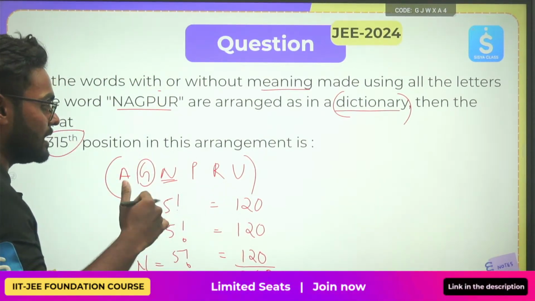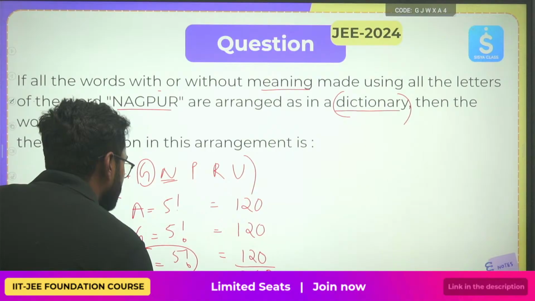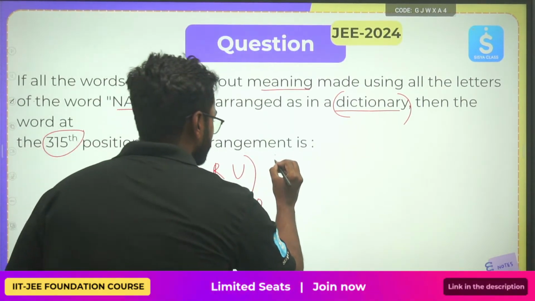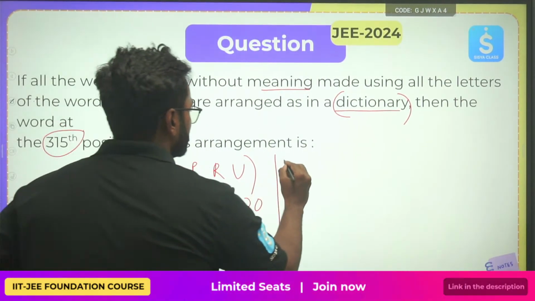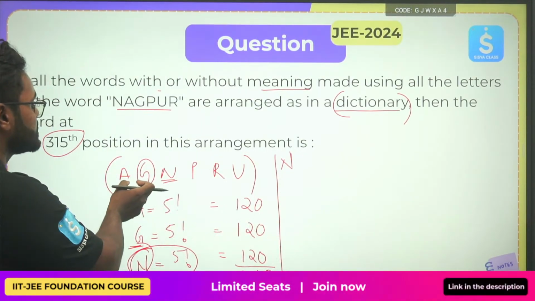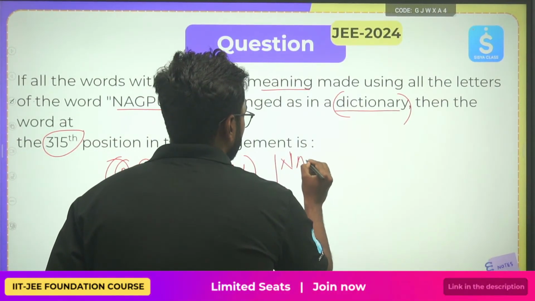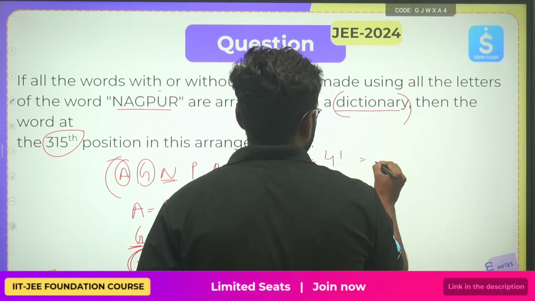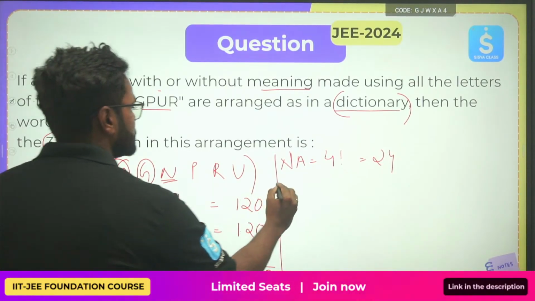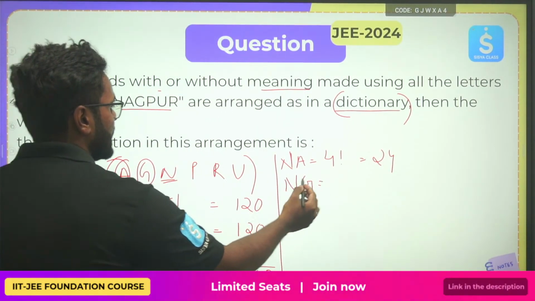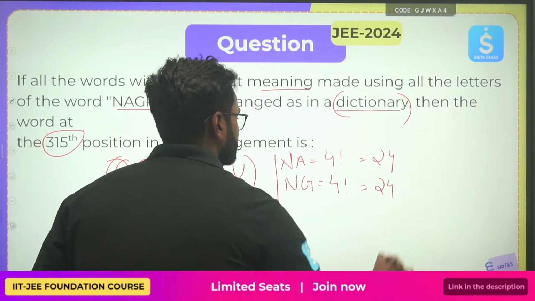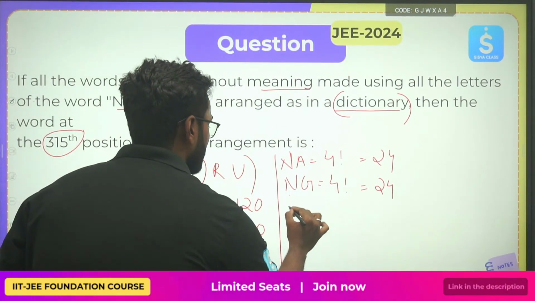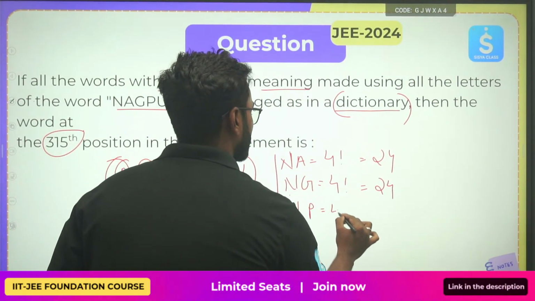So the word would be lying in N, right? Since G is completed, the next letter it will go to is N. Now let us arrange N. NA, let me write NA, because after N, the next letter in this arrangement would be A. How many words can it form? 4 factorial, right? 24. After NA, what would come? NG. This would again be 4 factorial. Coming to next, NN. Can I write NN? No, because I have already used N. Now we'll write NP. NP is equal to 4 factorial.